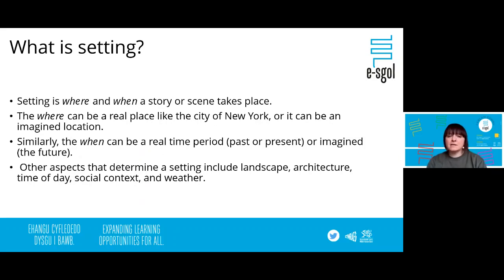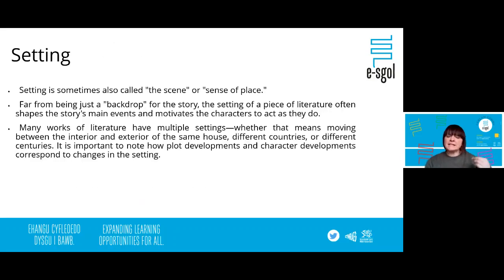What is setting? So we'll just briefly go through a few things that you may pick up on in your exam, okay? Things that you may be able to see from the extract. It could be in the form of stage directions, quite possibly. It could be through description that you see, but things that you can pick up on that may allow you to answer the question a little bit more, okay?